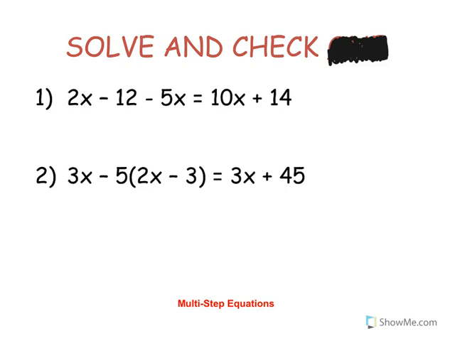So for the first one, we have variable terms on both sides. We also have like terms on the left. For the second one, it's a little bit of everything. So we know we're going to distribute the negative 5 on the left. We've got like terms on the left. We've also got variable terms on both sides. So we're going to very nicely and neatly in our notebook solve and check both of these equations.